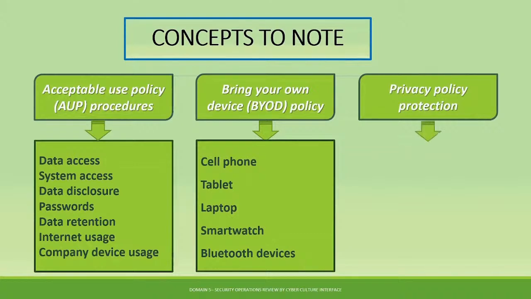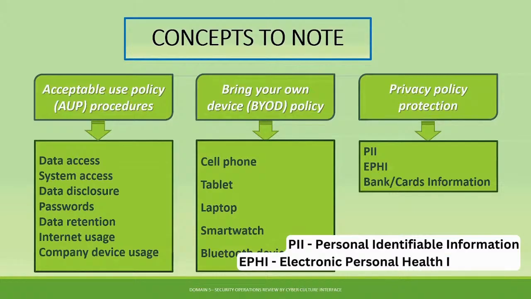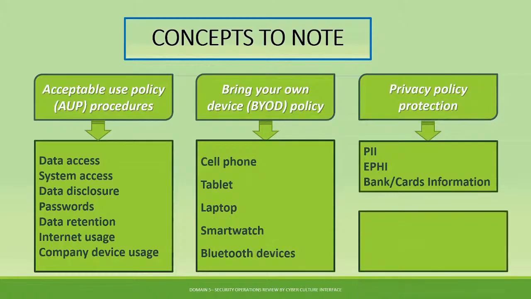Privacy policy protection policies speak to things like personally identifiable information. It's such information as your name, your phone numbers, some personal information that should be protected. So these policies guide how such data is handled. Also, EPHI, which is electronic protected health information. This is information that needs to be taken care of. Bank card information. All these are private information that policies within the organization take care of, on how such data is made use of and made available within the organization.